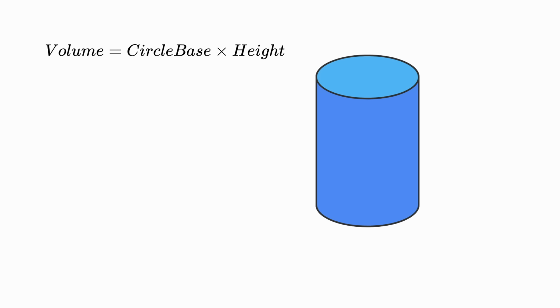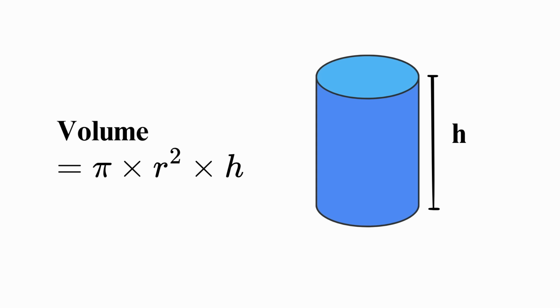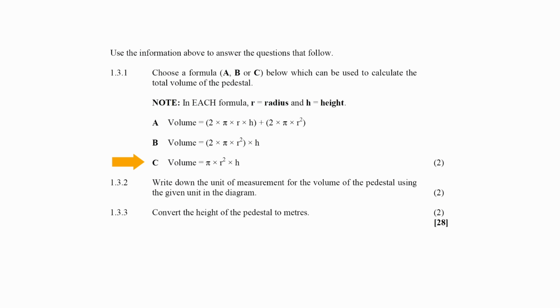For this question, we should recall that the definition of the volume of a cylinder is the base area of the cylinder multiplied by the height of the cylinder. This means that the area of that base is given by the formula pi times r squared, where r is the radius of the circle. Note that r is half the diameter of the circle. Now the area of pi r squared must be multiplied by the height of the cylinder. This will give us the volume of the cylinder. From the list of formulas given, we see that this formula matches the definition of the volume of a cylinder. So C is the correct answer.